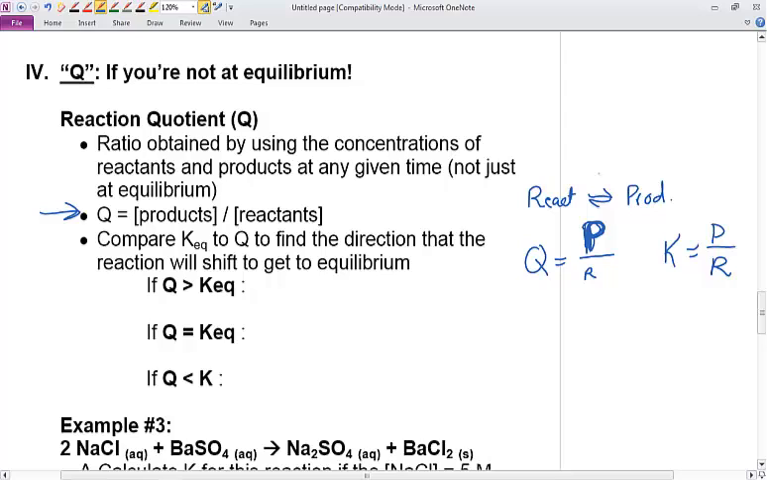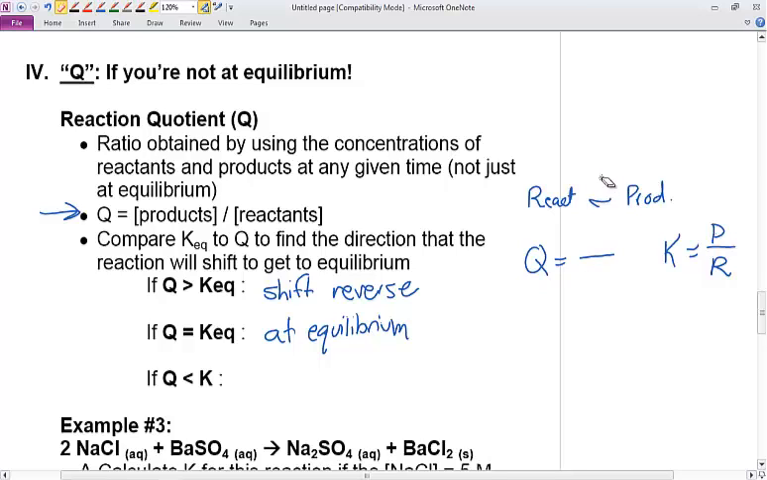So which way will the reaction shift? Well, you're going to need to go in reverse to get rid of some of your products and make more reactants. So that means it's going to shift in reverse if you have a Q value that's bigger than your K value. Obviously, if your Q and your K value are equal, well, duh, you're at equilibrium, because the ratio of products and reactants would be the same as it should have been at equilibrium.